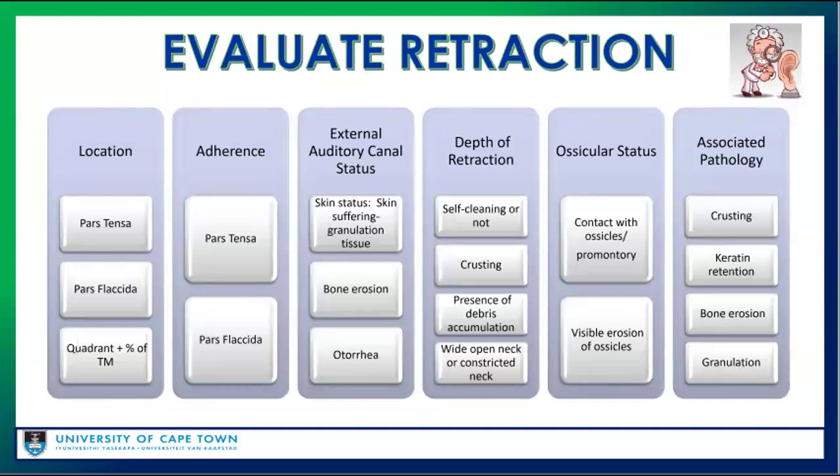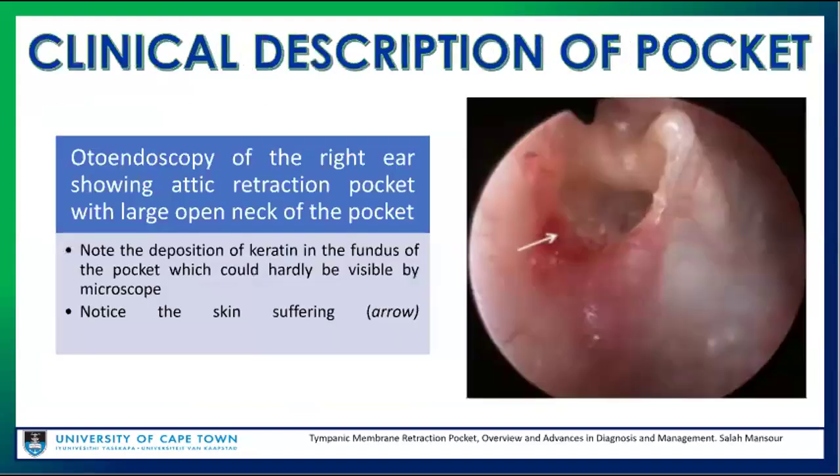It also depends on the depth of the retraction pocket, if it is a self-cleaning pocket or not, if there's crusting, debris, and if the neck is widely open or constricted. It also depends on the ossicular status, whether the tympanic membrane is in contact with the ossicles and promontory, and whether there is visible erosion of the ossicles. The associated pathology should also be noted, which includes crusting, keratin retention, granulation, and bone erosion.